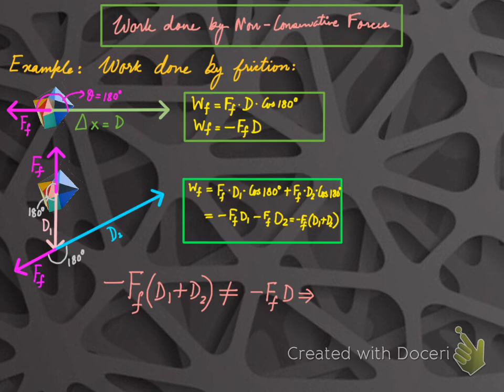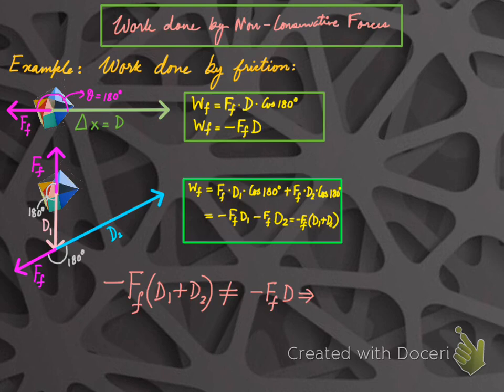Now as you can see, D1 plus D2 is definitely bigger than D. So friction did more negative work on the second trip than it did on the first. So the work done by friction on the first trip was negative the force of friction times D, which is definitely not equal to negative the force of friction times (D1 plus D2), which is the work that friction did on the second trip.